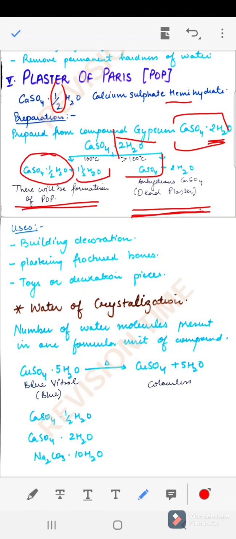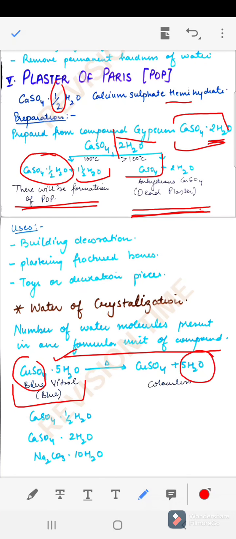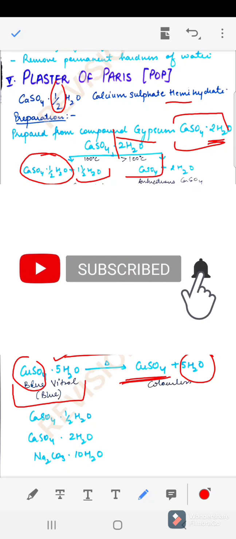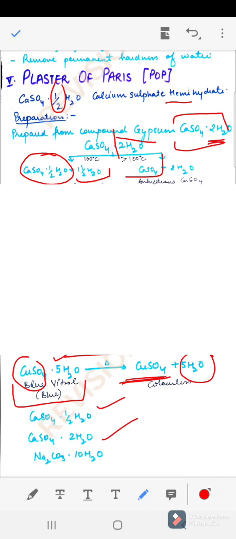So now water of crystallization. It is the number of water molecules present in one formula unit of a compound, right? This is one formula unit, and we have 5 waters of crystallization here. This is basically blue vitriol. Upon heating, the water molecules will be separated, and we will have anhydrous copper sulfate, which is colorless. When it had water of crystallization, it was blue in color, but it became colorless upon heating. These we have also come across. These are the waters of crystallization here, right?